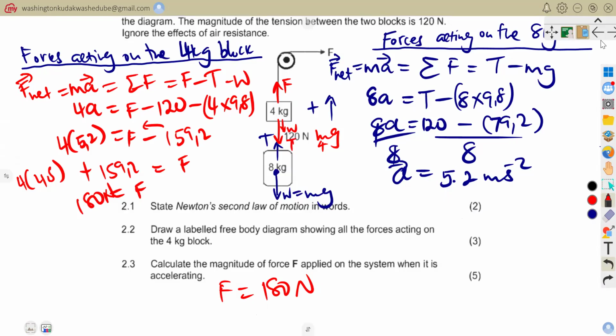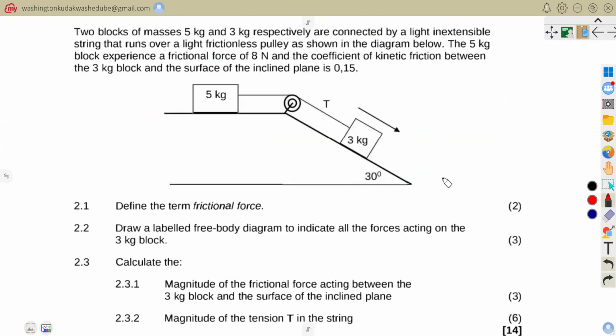Now let's look at the second question. The second question is saying two blocks of masses 5 kg and 3 kg respectively are connected by a light inextensive string that runs over a frictionless pulley as shown in the diagram below. The 5 kg block experiences a frictional force of 8 newtons. So here, due to the roughness of the surface, we have a frictional force of 8 newtons. And then the coefficient of kinetic friction on the 3 kg block is, this is mu k here, 0.15.